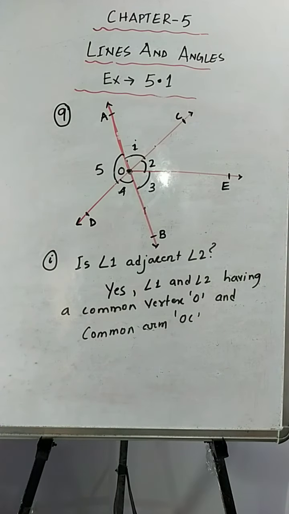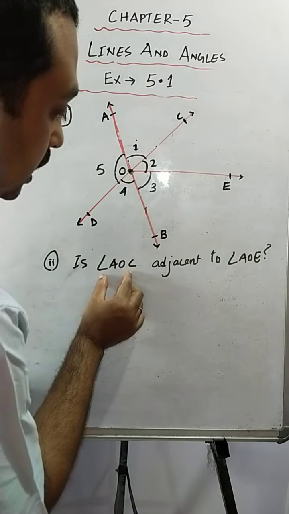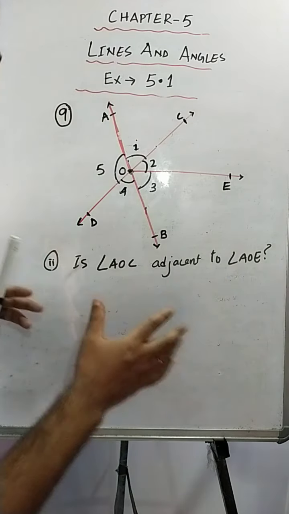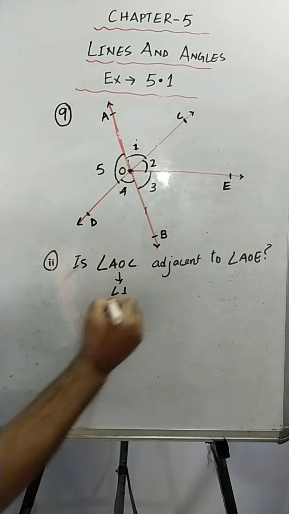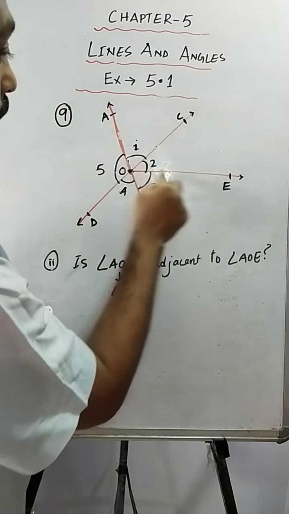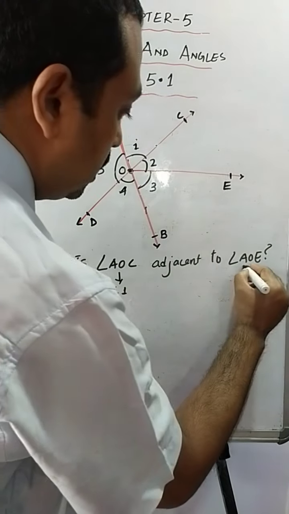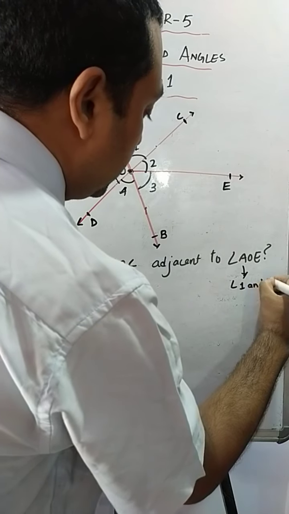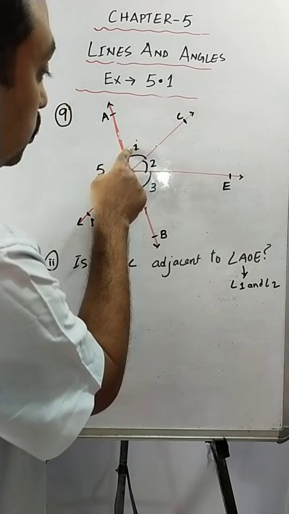Okay. Now let's move on to sum number 2. In sum number 2 we have, is AOC adjacent to AOE? Now we have to watch out where is AOC. AOC is angle 1. And what is AOE? AOE is a combination of 1 and 2. This whole thing is AOE. So angle AOE is a combination of angle 1 and angle 2.